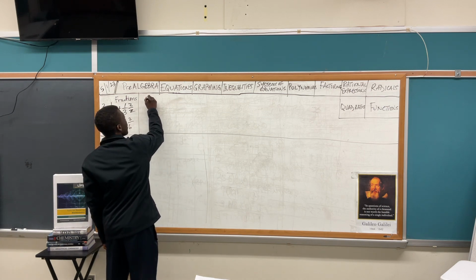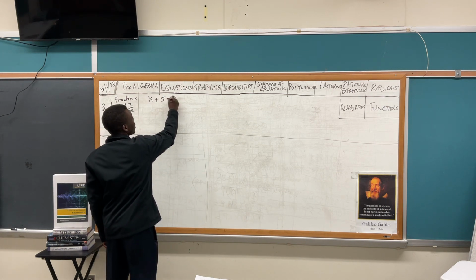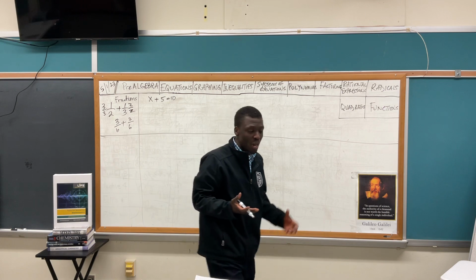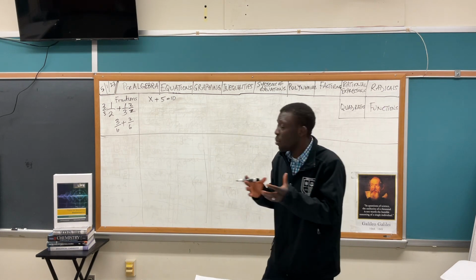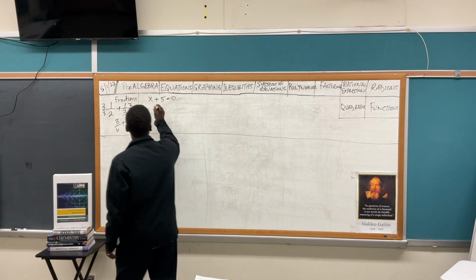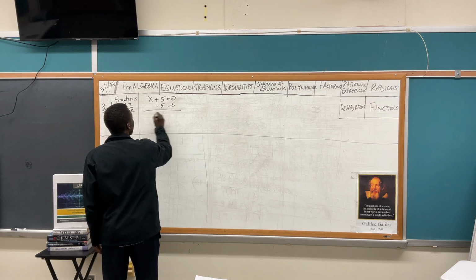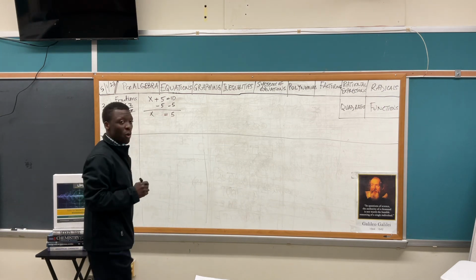Once your pre-algebra is solid, the next thing you need to do is to jump into equations. So we have one-step equations like x plus 5 is equal to 10. So what do we do with one-step equations? We simply subtract 5 from both sides. So now we're solving one-step equations.